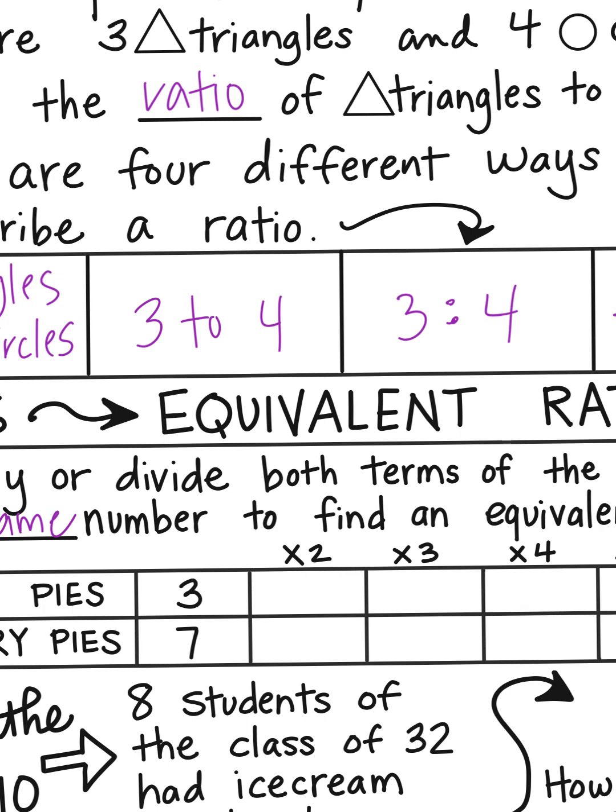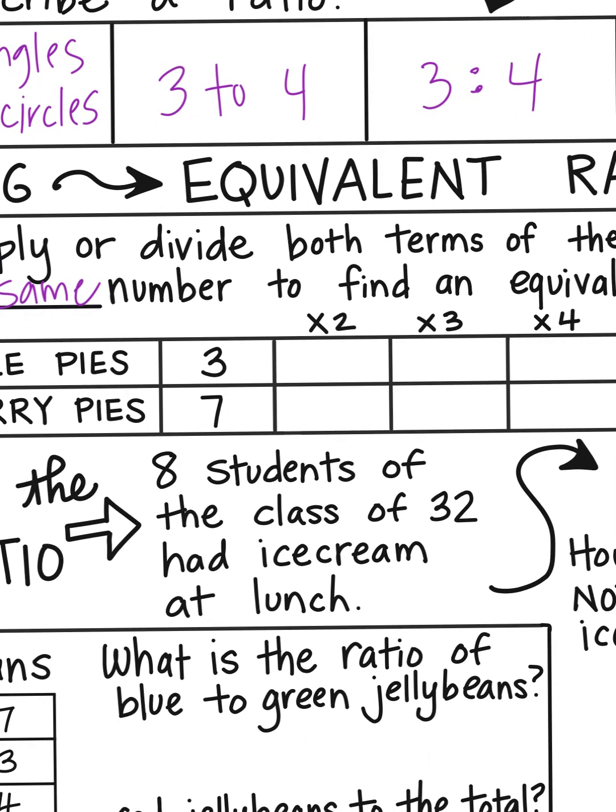So this is actually called a ratio table, right down here where it says apple pies and cherry pies. If I'm looking at this ratio table, I want to multiply by the same thing. So it's already showing me times 2, times 3. Imagine this as a fraction, 3 to 7. I want to multiply the top number by 2, so this becomes 6, and the bottom number by 2, so it becomes 14. So a 6 to 14 ratio is equivalent to a 3 to 7 ratio.